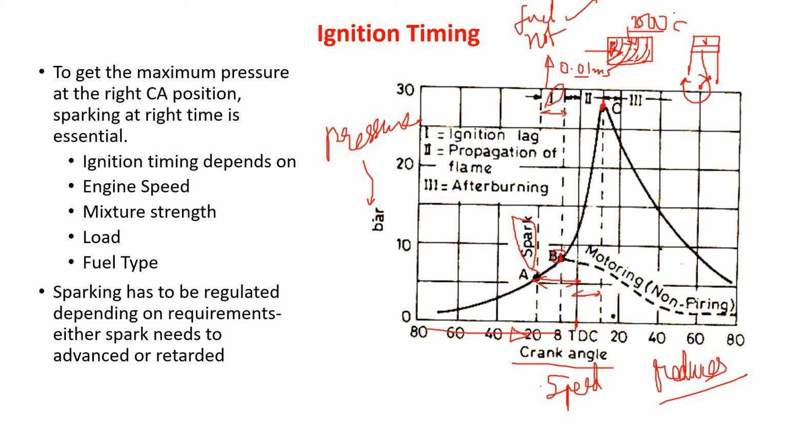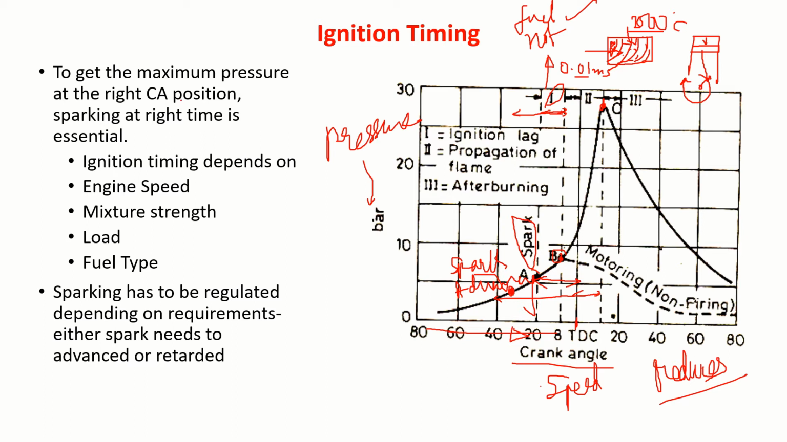So now if I increase the speed, I have to maintain that 0.01 millisecond, which means I should stretch this. That means instead of passing the spark here, I might have to pass the spark here to get the same time. So I have advanced the spark. This is what we call spark advancing, because I have to maintain the same time.